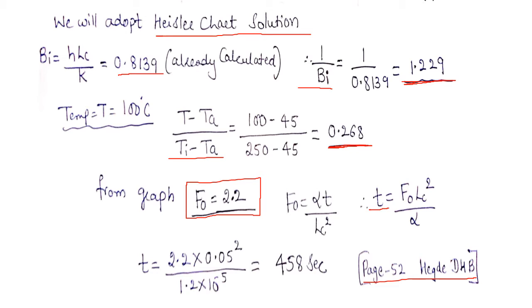With this, let me calculate the value of t. That is, t equals Fourier number 2.2 into Lc square, where characteristic length L is 0.05, whole bracket squared, divided by alpha, that is thermal diffusivity, which is already given in the data as 1.2 into 10 to the power minus 5. With this I have got the value as 458 seconds. Now let me explain how we have got this Fourier number as 2.2.